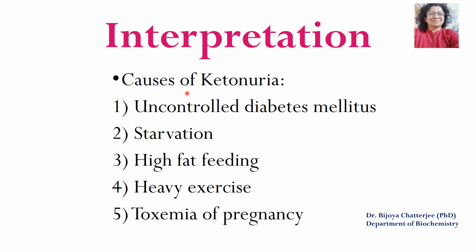So, the interpretation and the causes. The presence of ketones in urine is known as ketonuria. It is an abnormal constituent of urine and is seen in uncontrolled diabetes mellitus, starvation, high fat diet, heavy exercise, and toxemia of pregnancy.